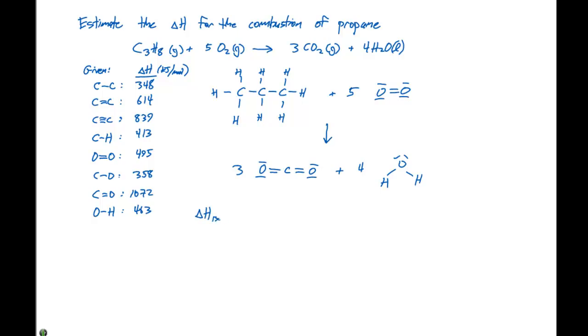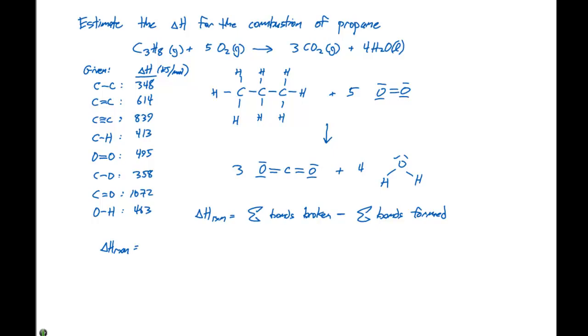estimate the delta H of a reaction by saying the sum of the bonds broken minus the sum of the bonds formed. And remember that when a bond forms, it's going to stabilize the overall energy of our system. That's why we have this negative sign right here, because when that bond's formed, it's releasing energy and becoming more stable.